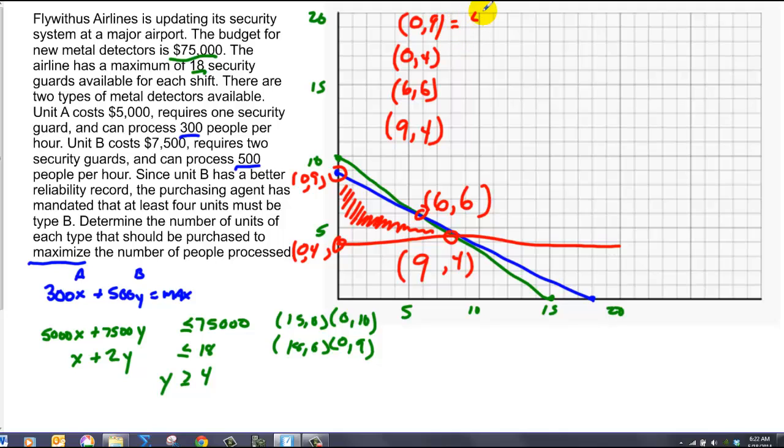Plugging into my maximizing equation down here, we end up with 4,500 for the first, 2,000 for the second, 4,800 for the third, and 4,700 for the fourth. So having 6 of each machine is going to get the job done.